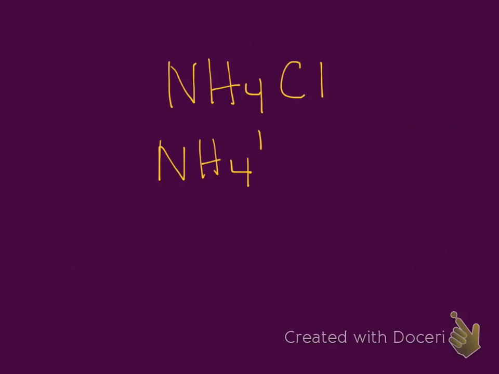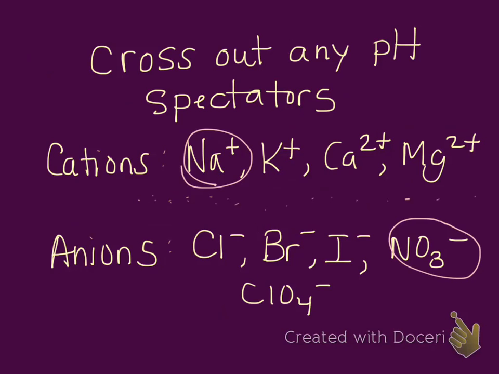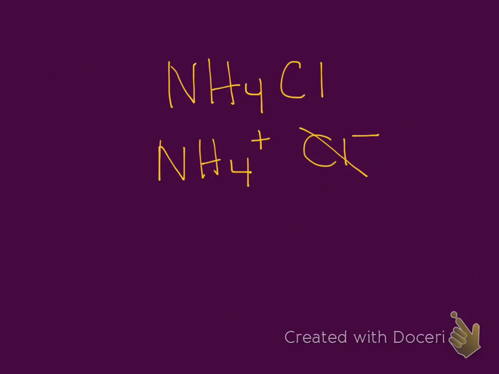Let's take another example. Let's say, for example, you have NH4Cl. So we know that this is comprised of 2 ions, NH4+, which is ammonium, and Cl-. And let's go back and check the spectator list. For the cations, we don't see NH4, so we can't cross that one out. But we do see Cl, so we can cross that one out. All that you're left with is the cation. When all you're left with is the cation, that makes it an acidic salt.